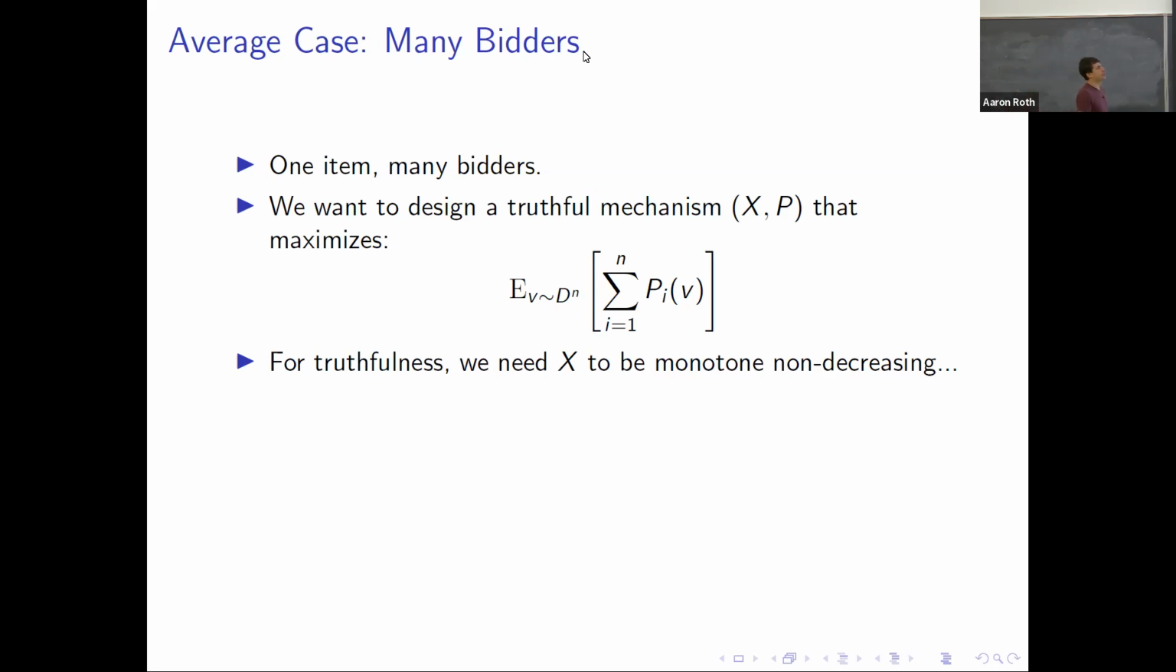And this is a single parameter domain. It's only a single item, so your value is some value if you win it, and zero otherwise. And so I know from our characterization theorem that if this is going to be a truthful mechanism, X needs to be monotone non-decreasing. You have to be only more likely to win the item if you raise your bid. And we even know in that case what P needs to look like. It's not a mystery: X has to be monotone non-decreasing, and P needs to look like this.